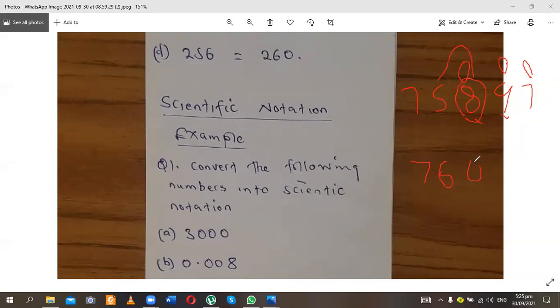It's gonna be 76,000 to the nearest 1,000. That's what it means.